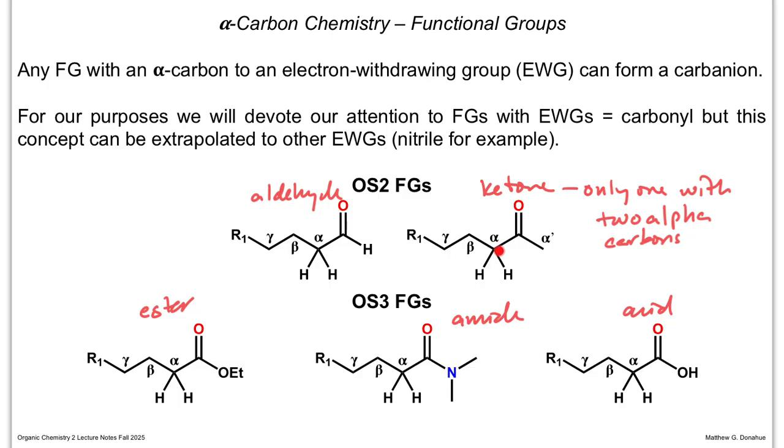In the ketone, I've shown alpha and alpha prime, meaning that they're different. And therefore, this ketone is not symmetric. If the ketone was symmetric, something like this, propanone, those 2 alpha carbons are equivalent. And so in that scenario, it doesn't matter which one you generate the enolate from.